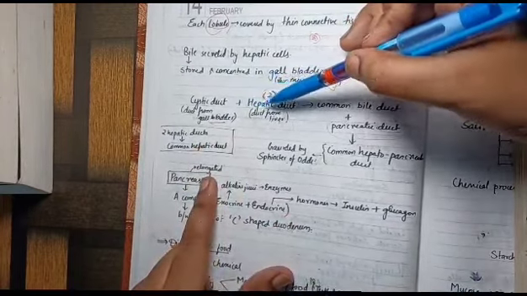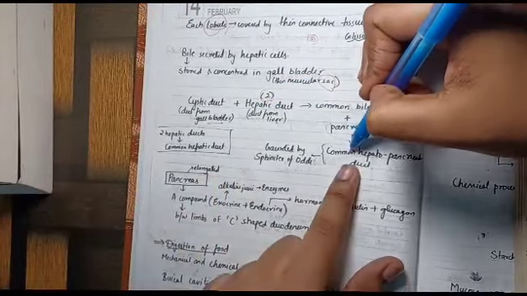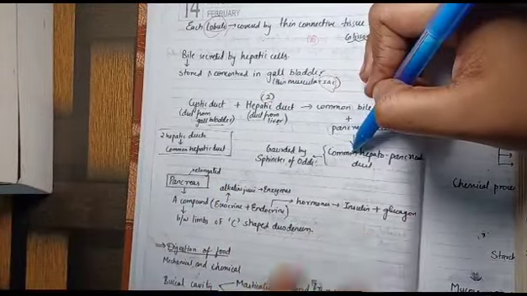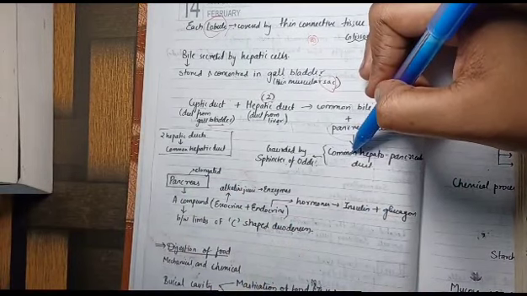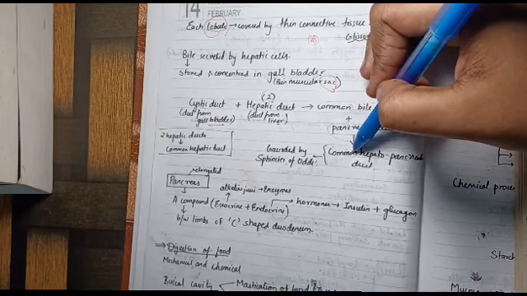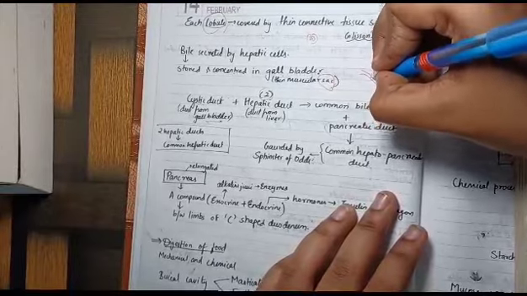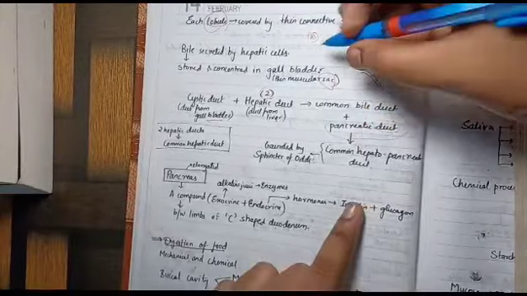So cystic duct, hepatic duct, common bile duct, pancreatic duct, common hepatopancreatic duct. Once you read it like this, you will not get it, because you will just feel that it is so difficult. So just compare it with your picture, or you can also draw it like this and just label it. You will get a better picture of that.